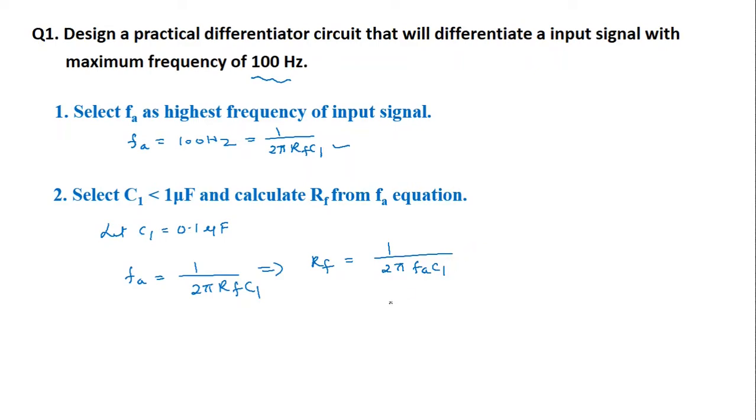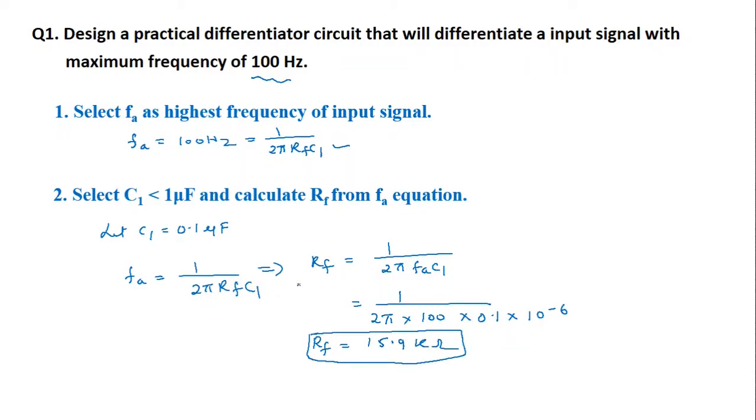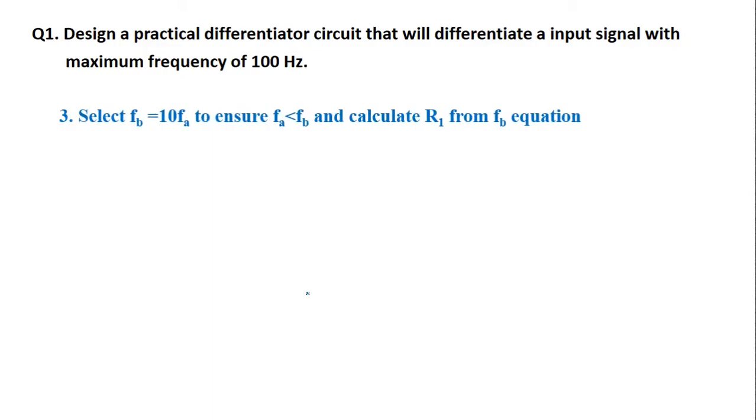Now we put all the values. So when we solve this equation, we will get RF is equal to 15.9 kilo ohm. So this is the value of RF, which is equal to 15.9 kilo ohm. Now next step is we have to select the frequency FB is equal to 10 FA. FA we already know it is equal to 100 Hz. So 10 into 100 will be FB, which is equal to 1 kilohertz.